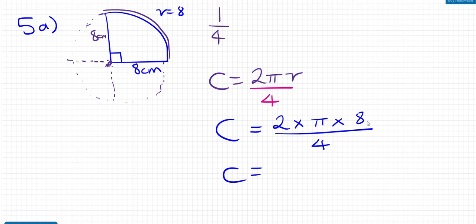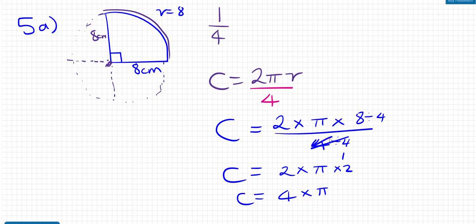Because I'm multiplying everything on top, I can just go, okay, divide by 4 and divide by 4. That's a 1. 8 divided by 4 is 2. So I've got 2 times pi times 2. And then one more step. 2 times 2 is 4. And I end up with 4 times pi.